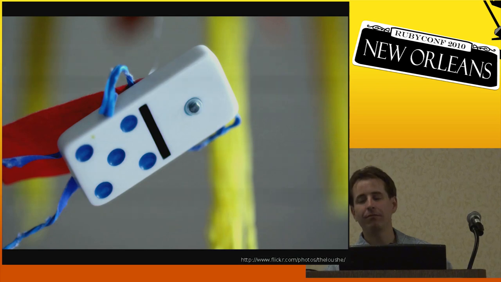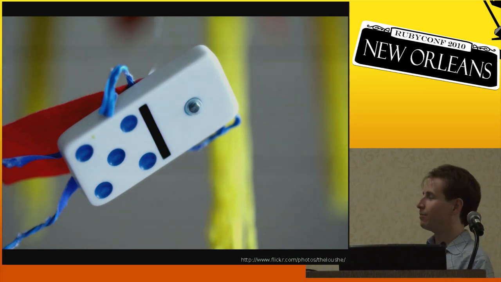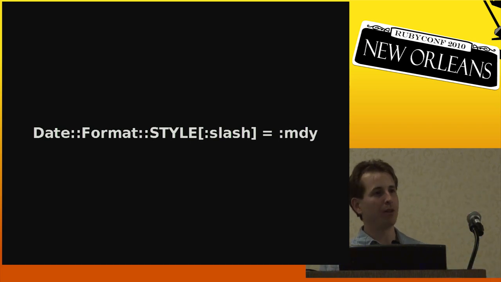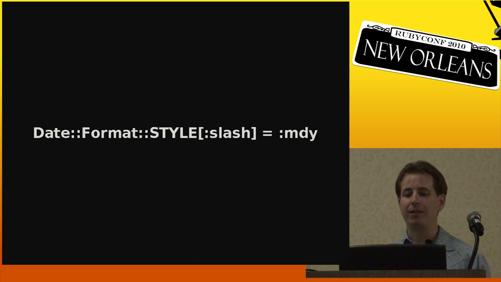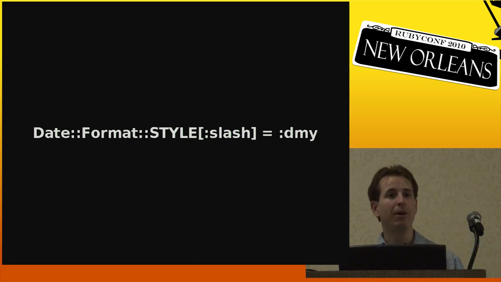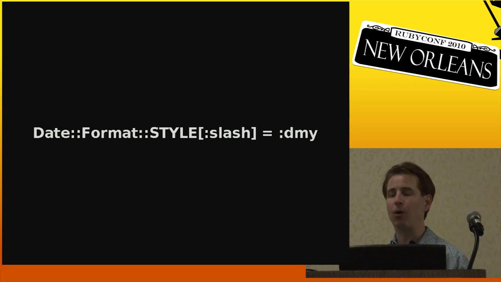Now, thankfully, Home Run, like Domino Man, can come to the rescue. So using this cryptic code, you can once again have correct American date format parsing on Ruby 1.9. And while the Ruby 1.8 library won't correctly handle slash separated dates in day, month, year format, you can use this code in Home Run, and you basically get correct date parsing on Ruby 1.8.